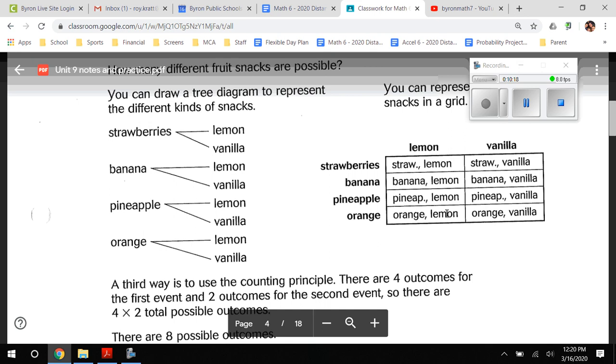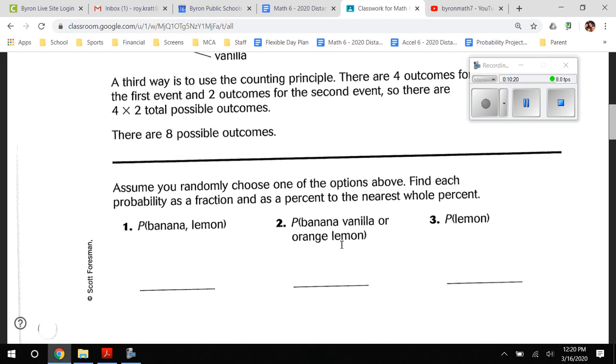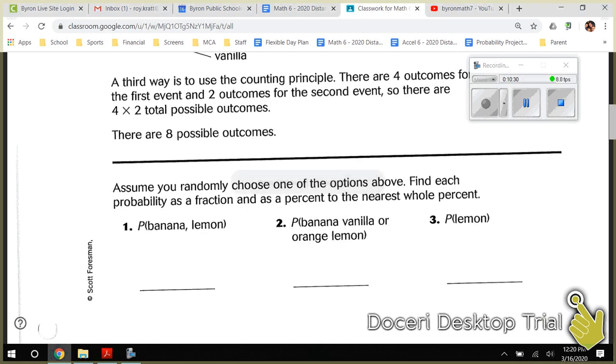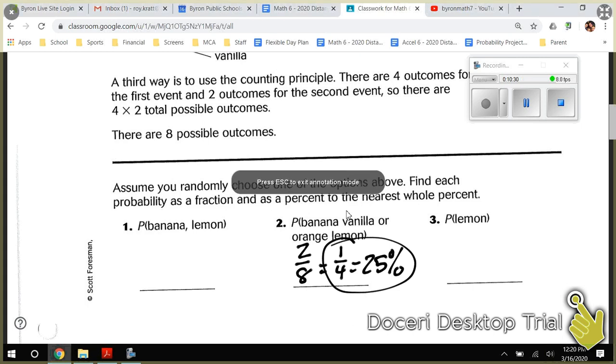Now that's two choices. That's two choices because it says or. So you could get either, like, what if this was a good flavor and this is a good flavor? So what is the chances you get that randomly? Well, that's two choices out of 8. Or you can reduce it to 1 out of 4. Or as a percentage, that would be 25%. So your probability would be 1 out of 4. You have a 1 out of 4 chance to get banana, vanilla, or orange and lemon.